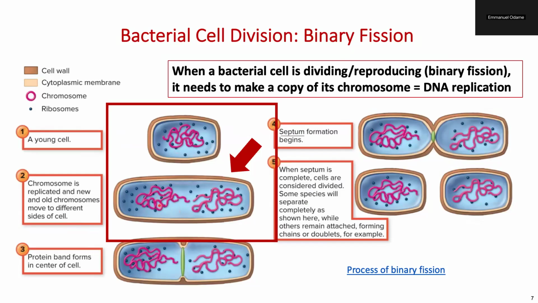So here you can see it's making two copies of them, and then basically there is a protein band that forms in the center of the cell just to separate the two chromosomes. It is just a replica of itself. Not only is the chromosome being replicated, but anything else present is being replicated. Here there is a formation of a septum which begins, and finally the septum is completed, and then you have two daughter cells, or two new cells of bacteria. This process is what we call binary fission.